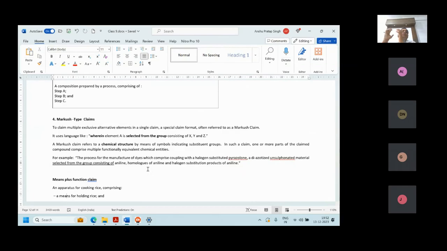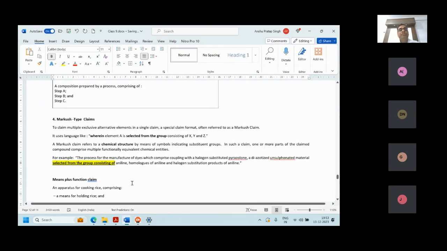Markush claims are those in which you have to select from a particular group. There are A, B, C, D, E, F, G. If you are selecting from some group, then that is considered a Markush type claim. This kind of language will be present: wherein element A is selected from the group consisting of XYZ. Generally in a chemical structure it happens. This is how it will be written: the process of manufacturing of dyes, which comprises coupling with a halogen substituted pyrazole a diazotized unsulfonated material selected from the group consisting of. This phrase will then be there. If it is there, this is a Markush type claim.